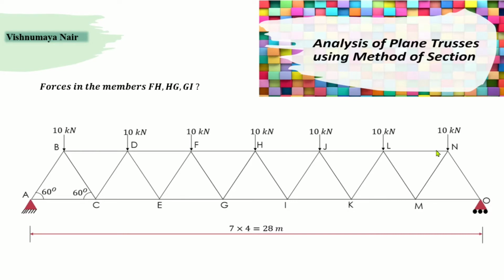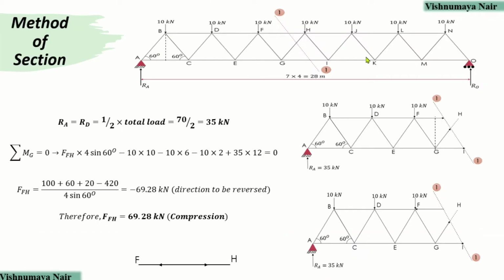Now, by considering the equilibrium on any one of the two parts, we can find out the unknown forces in the members cut by this section line. While using the method of section, we must ensure that the section line passes through a maximum of three members since we have only three independent equations of equilibrium. Here all the triangles are equilaterals with sides equal to 4 meters. So, the height of each triangle will be equal to 4 into sine 60.